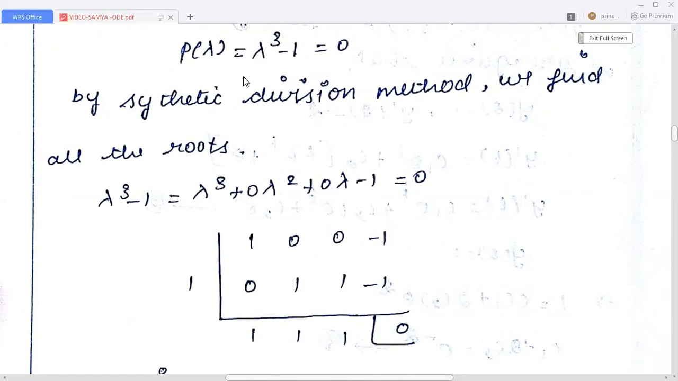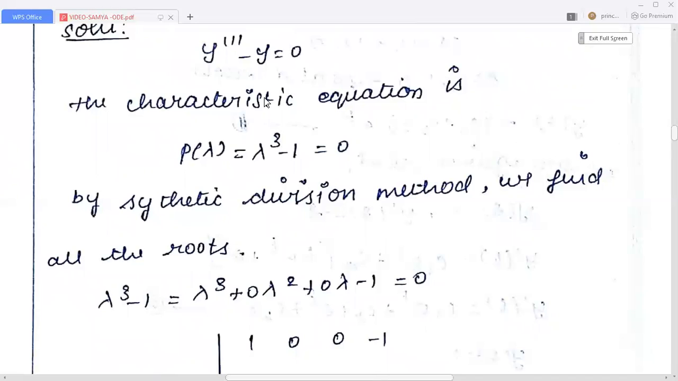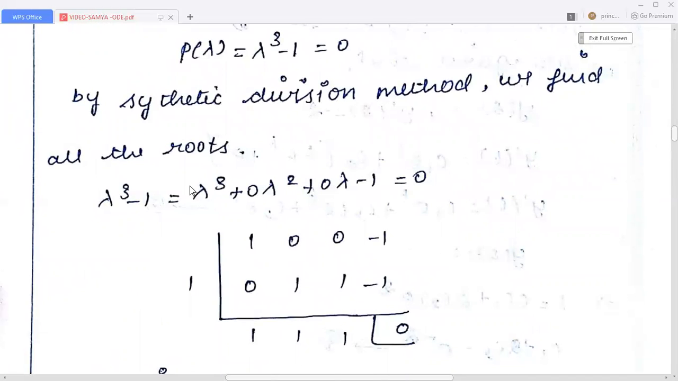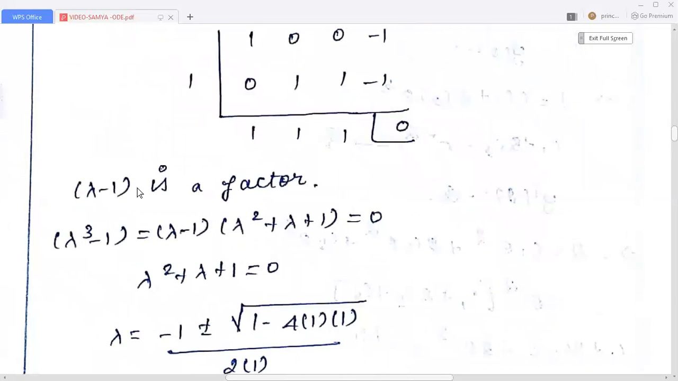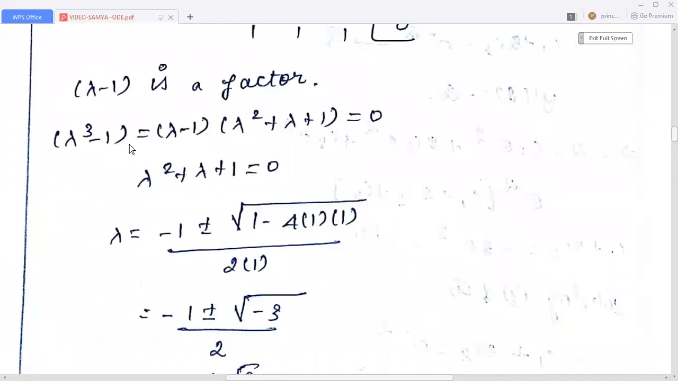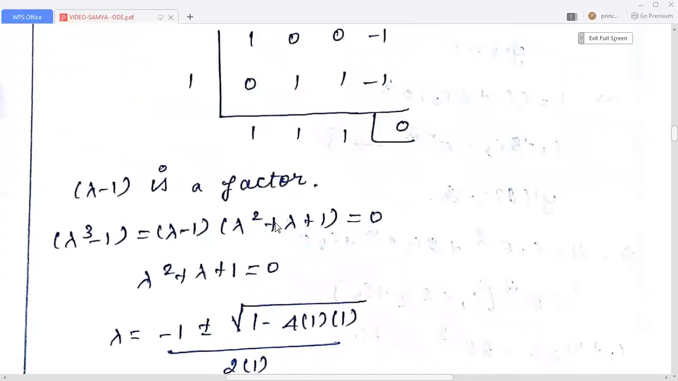The 3 roots can be obtained by using the synthetic division method. So we write this equation in order with the corresponding coefficients. λ³ - 1 can be written as λ³ + 0λ² + 0λ - 1. So put these coefficients in for the synthetic division. By trial and error, we divide by 1. When you divide it by 1, the remainder is 0. Therefore, λ - 1 is a factor. So λ³ - 1 can be written as (λ - 1)(λ² + λ + 1).